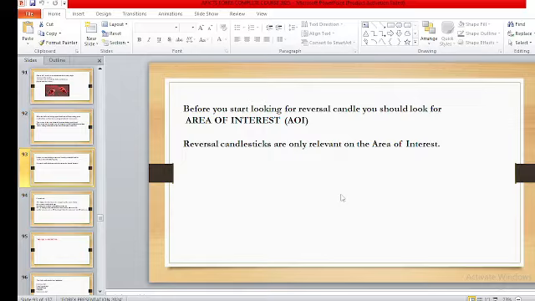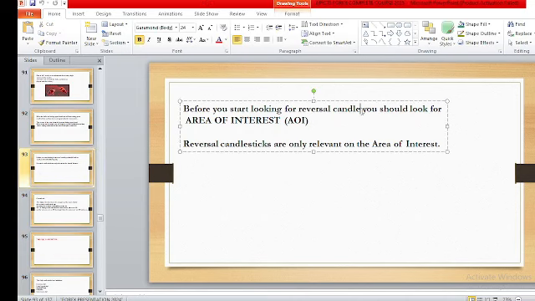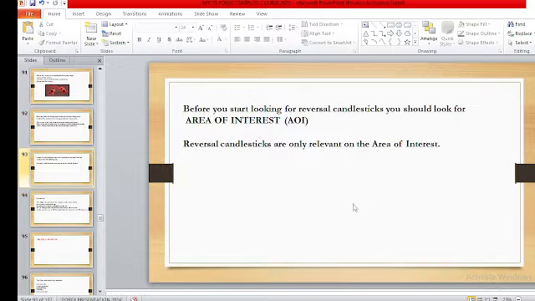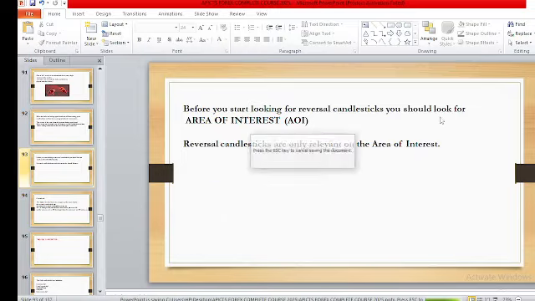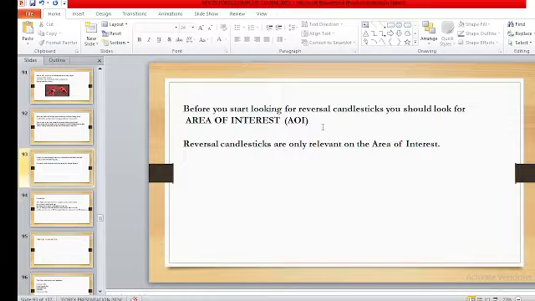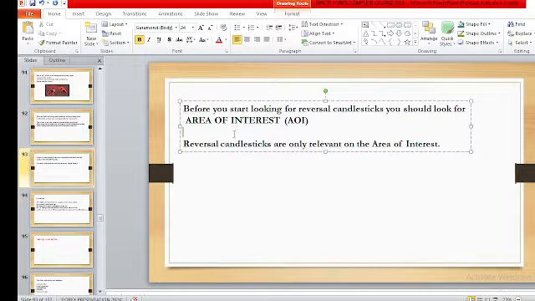So you don't just come on the chart and start looking for the reversal candle at any time. No. You have prepared your area of interest. And so it's very, very important. So before you start looking for reversal candlesticks, I'm writing this again. Sorry, I didn't save it the last time I corrected it. Before you start looking for reversal candlesticks, you should look for the area of interest. Sometimes I call it the Dawn zones.